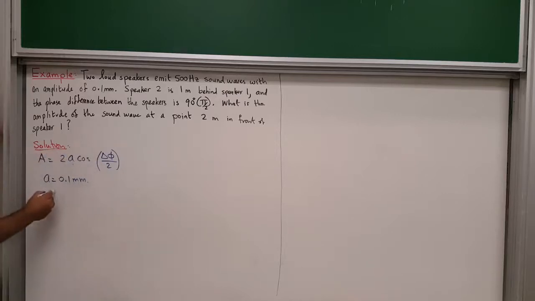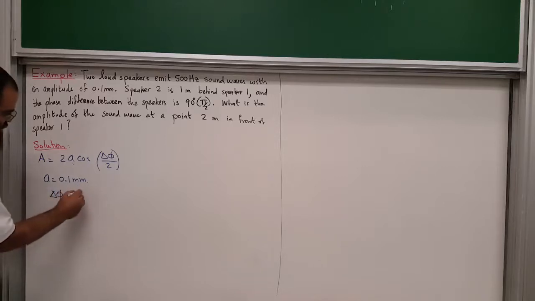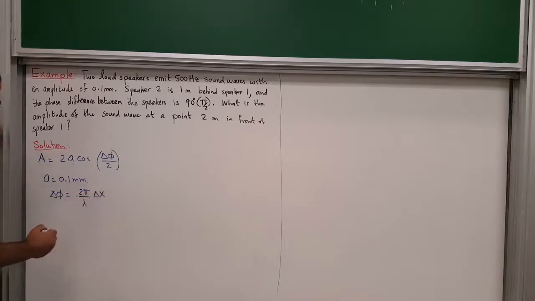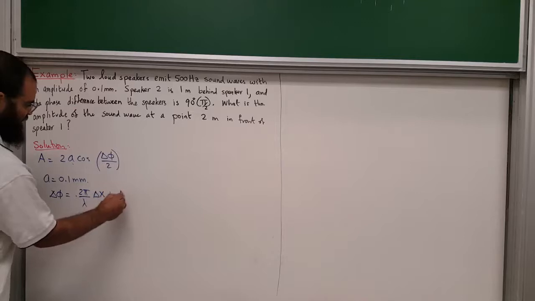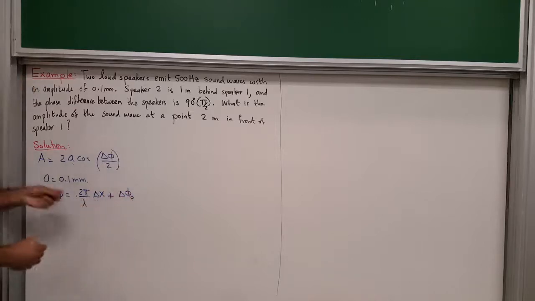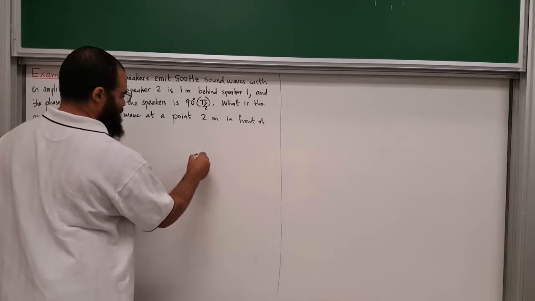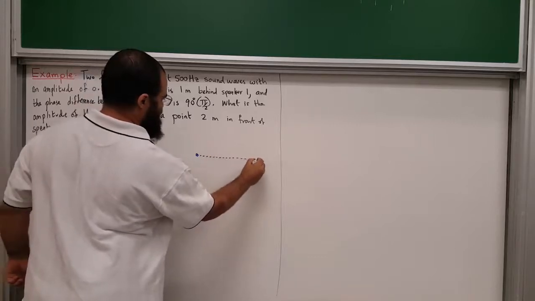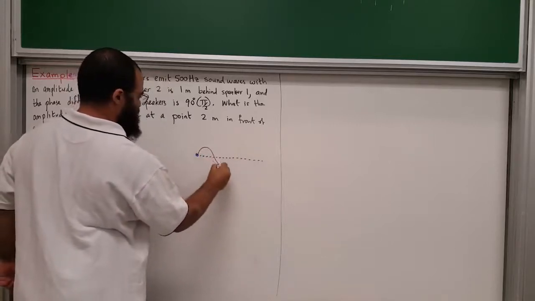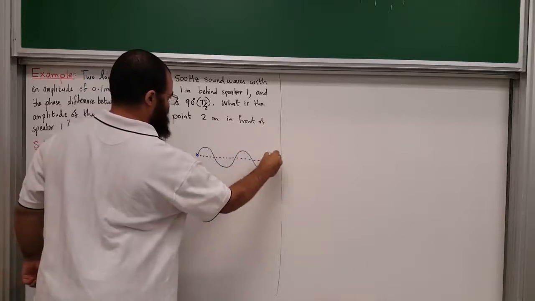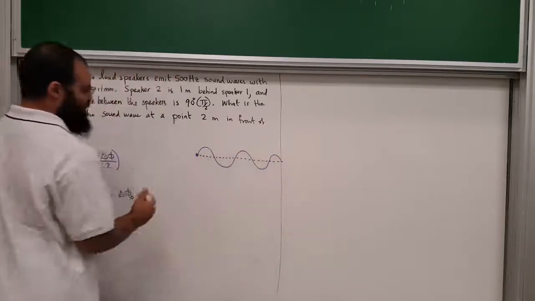Delta phi is equal to, if you remember, 2 pi over lambda delta x, and then plus delta phi 0, the phase difference between the two speakers. Let me make sure I have it correct. Yes, I do. So here is speaker 1, and speaker 1 emits waves like so, let's say. Speaker 2 is behind it.